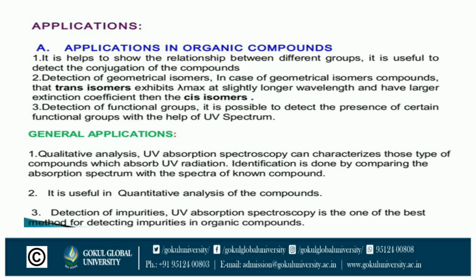The third is detection of functional groups. It is possible to detect the presence of certain functional groups with the help of the UV spectrum. So we discussed in the first point, it helps to show the relation between the different groups. It is useful to detect the conjugation of the compounds. And the third point is also detection of functional groups like carboxylic acid, ester, aldehyde, etc., which contain a diene system or the double bond or the conjugation system.